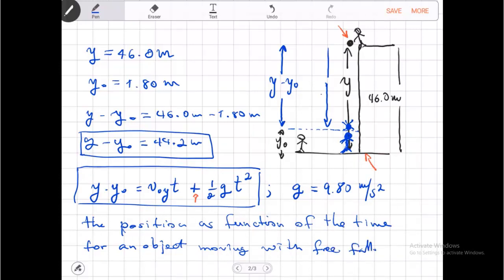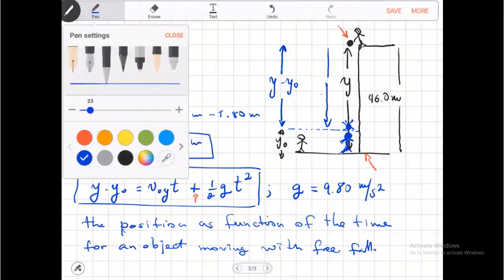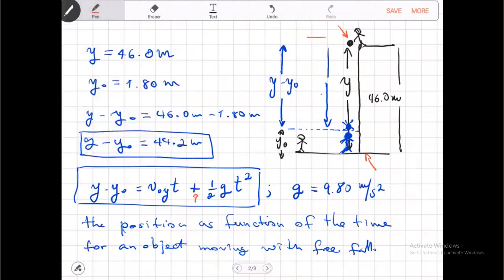So that's the formula we can use: the position as a function of the time for an object that is moving with free fall. You should remember that the initial velocity is 0. Why is the initial velocity of the egg 0? Well, it is 0 because you drop the egg from rest. You release it from rest, which means its initial velocity is 0.